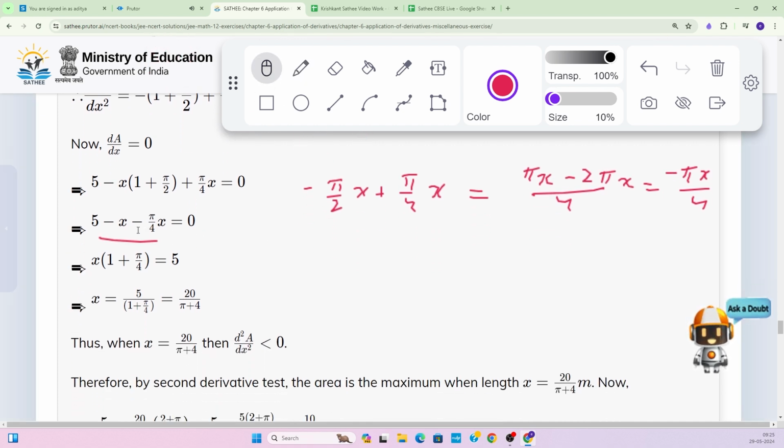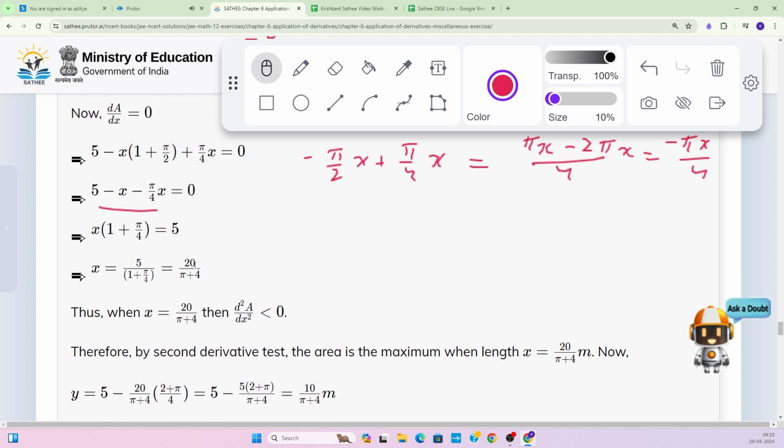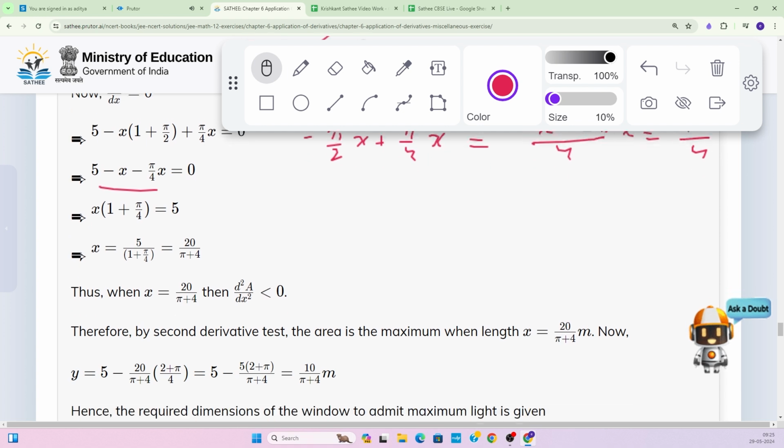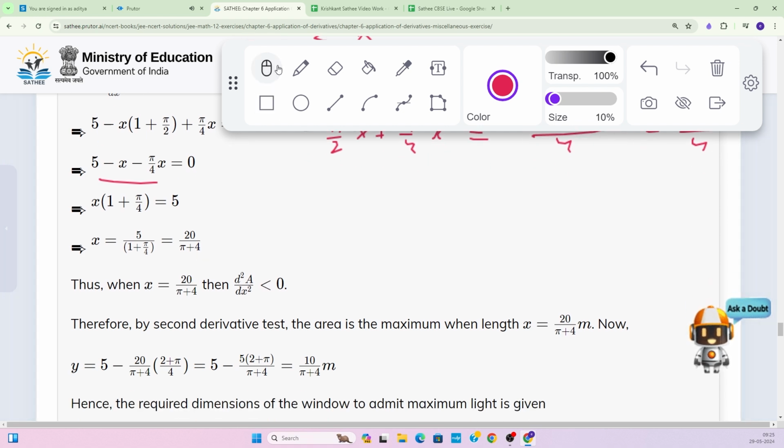Now values will be what? X will be 5 divided by 1 plus pi by 4. Okay, 5 divided by 1 plus pi by 4, and simplified version will be 20 divided by pi plus 4. So this means at this critical point you will have your maximum. So using the second derivative test, we can easily say that at this point you will have your maximum.